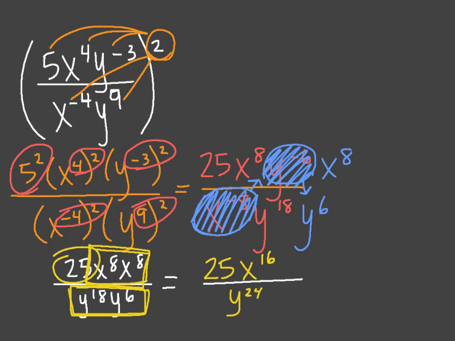Now this is going to be my final answer because I only have one number, one x, and one y. I don't have any negatives, and I don't have any parentheses. So that is my final answer.